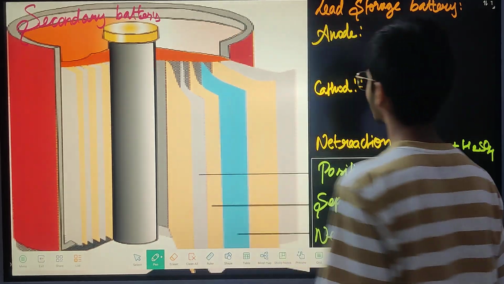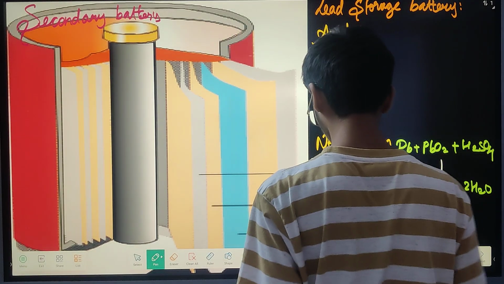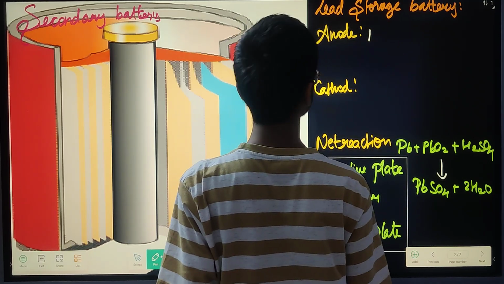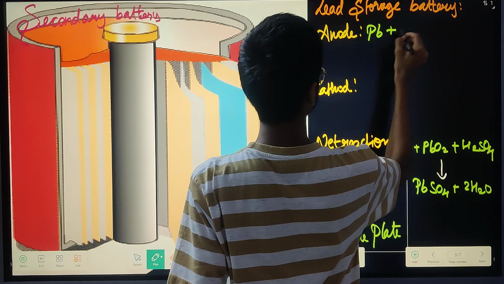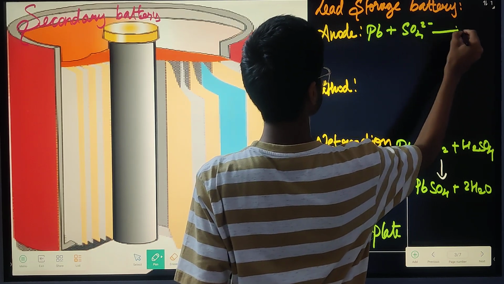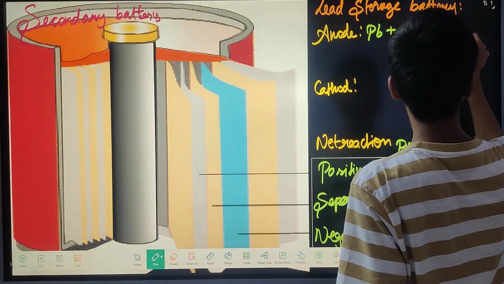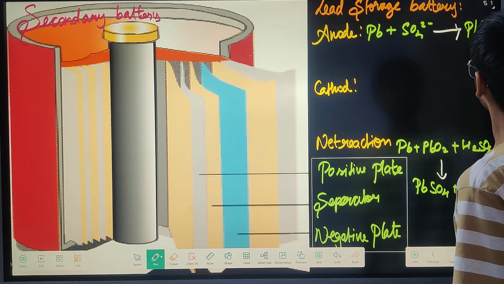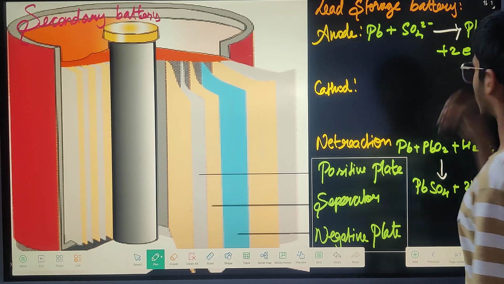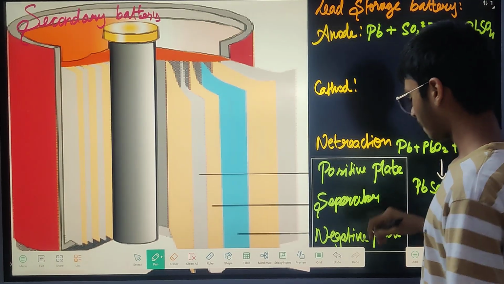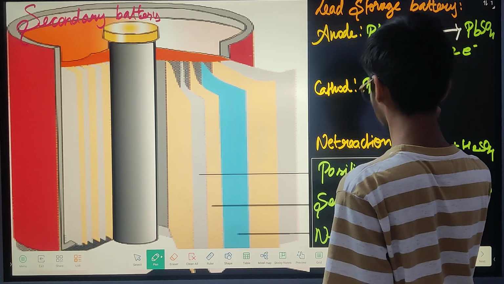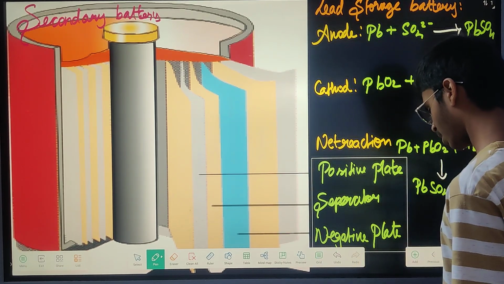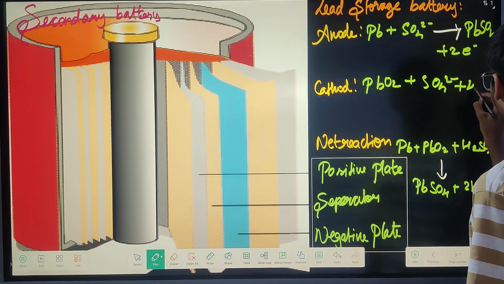In this, first you have to notice the anode. At the anode, Pb plus SO4 2 minus gives rise to PbSO4 plus 2 electrons. Next is PbO2 plus SO4 2 minus plus 4H plus.